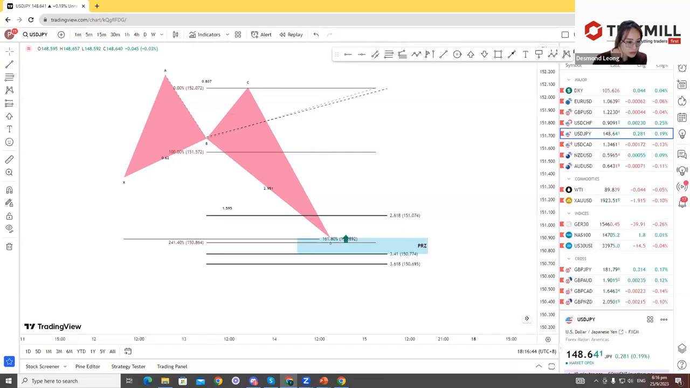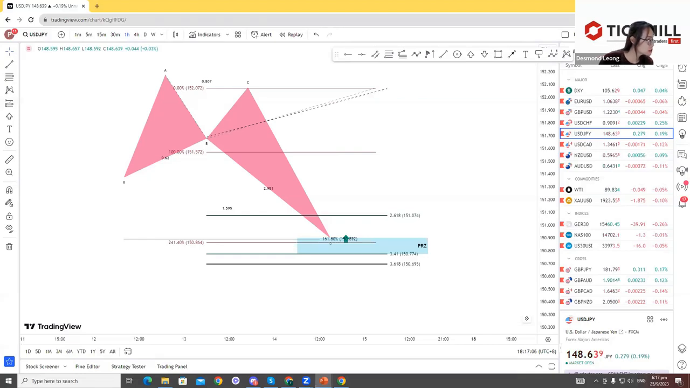Yet you can apply projection. Is it a bearish crab or bearish butterfly? What do you mean, bearish crab or bearish butterfly? It's different.